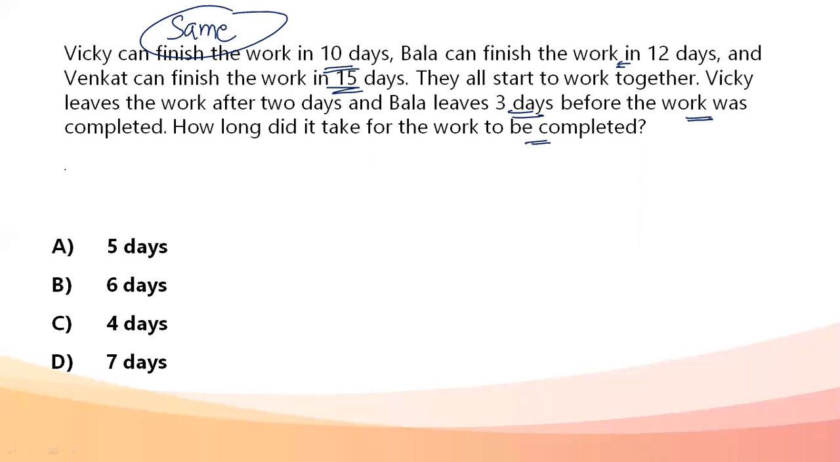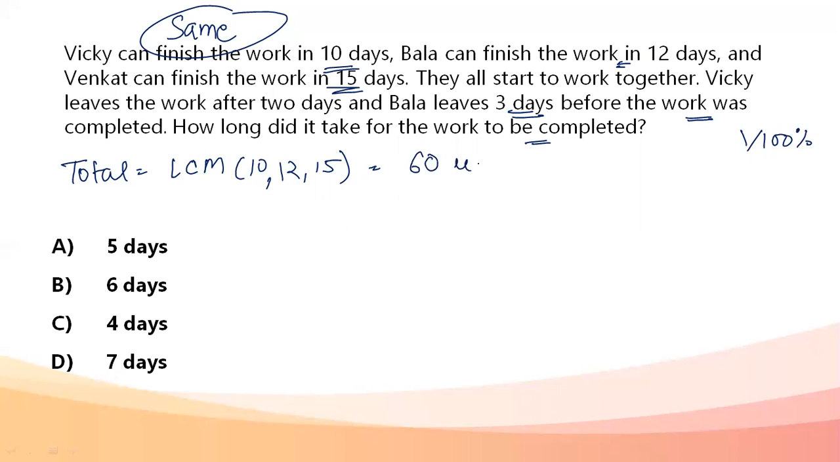Okay, again, total work here that they have done, I'm going to write it as the LCM of 10, 12, and 15, because already explained, work can either be 1 or 100% or the LCM of those days in which some work is completed, which comes out to be 60 units.